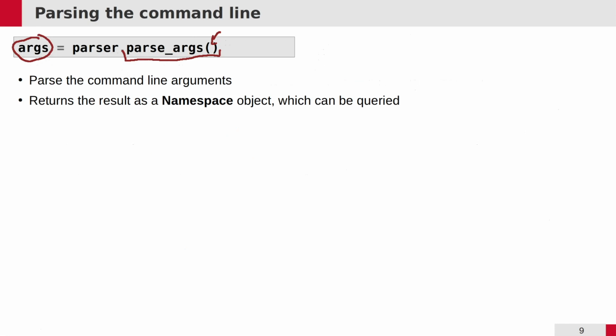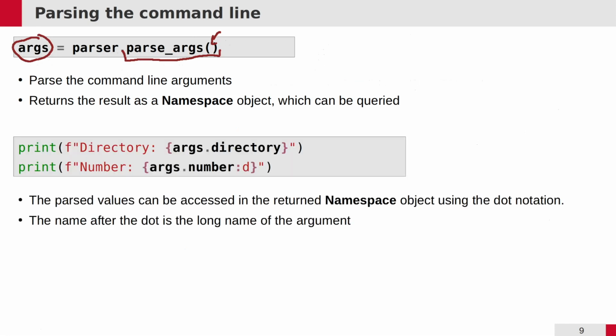And this namespace object is super simple. It contains basically entries for all the options which we had specified. So for example, this args will have here an attribute directory, which contains the value of the directory, either the default value if the -d or --directory option was not specified, or if those options had been specified, then the value which was given for them. And again, here the .number field would contain the value for the number argument, which was the positional argument. And basically, that's it.